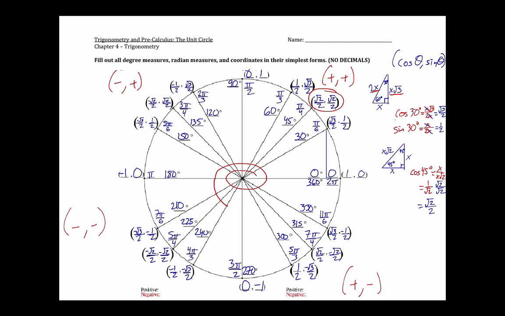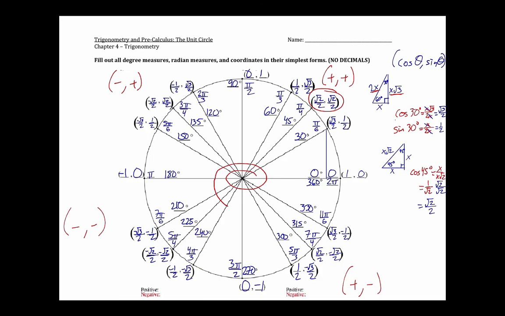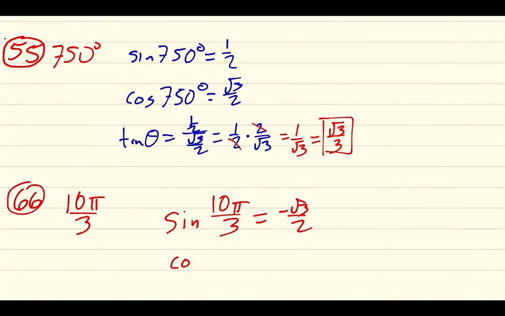So we're using the x and y values for cosine and sine. The sine of 10 pi over 3 is equal to the y value. In that case, it's negative root 3 over 2. Again, we're focusing on down here. So we got negative root 3 over 2. The cosine is the x value. So of 10 pi over 3, we got negative 1/2.